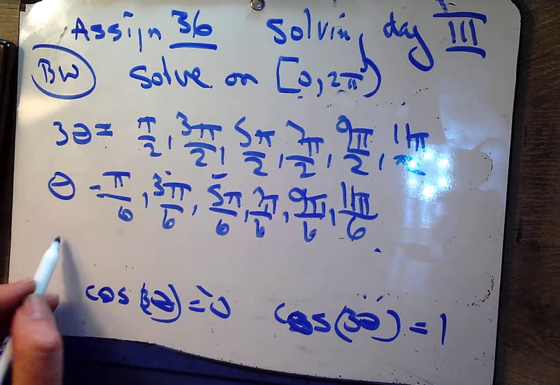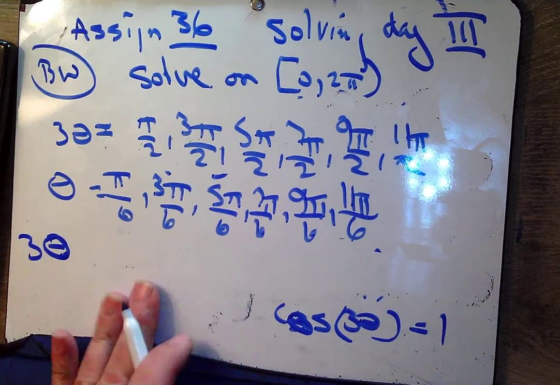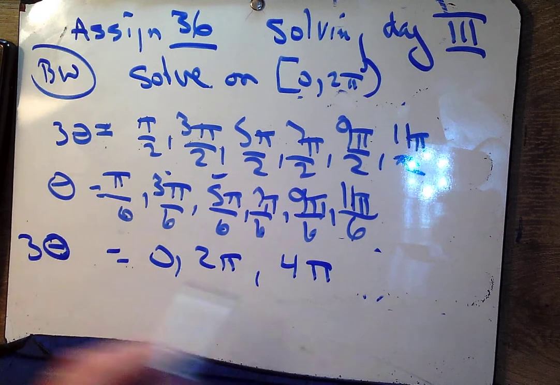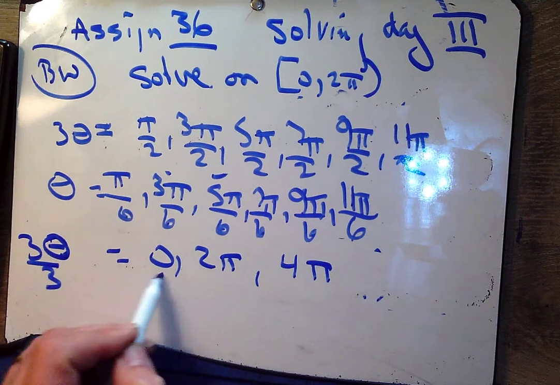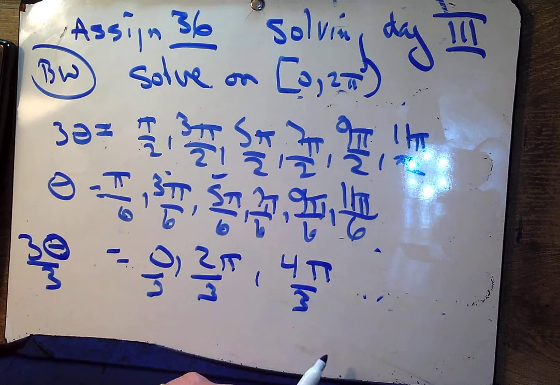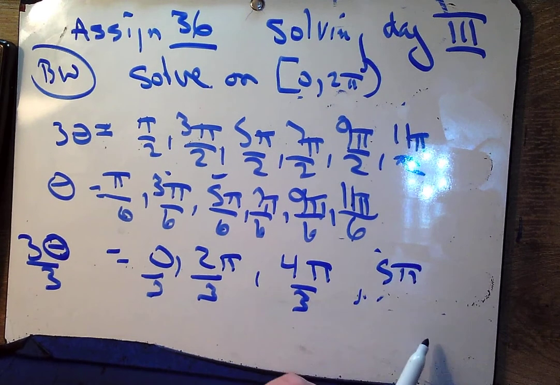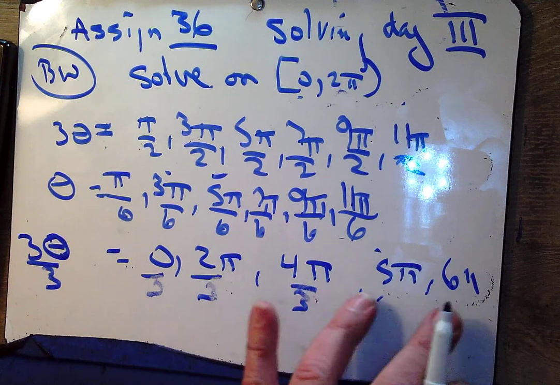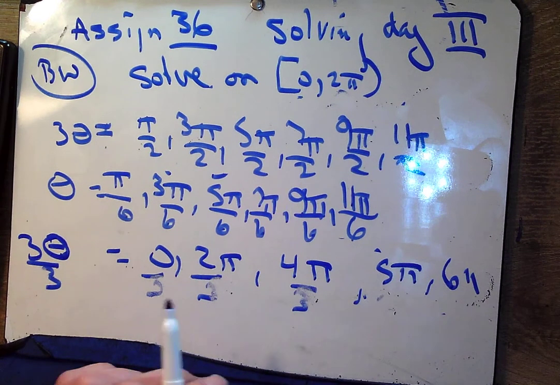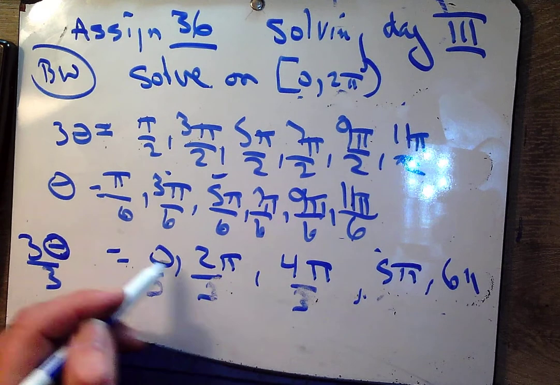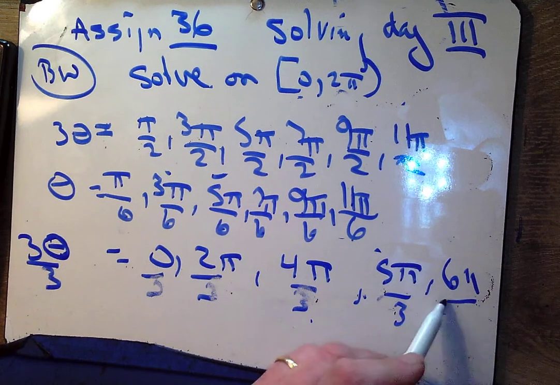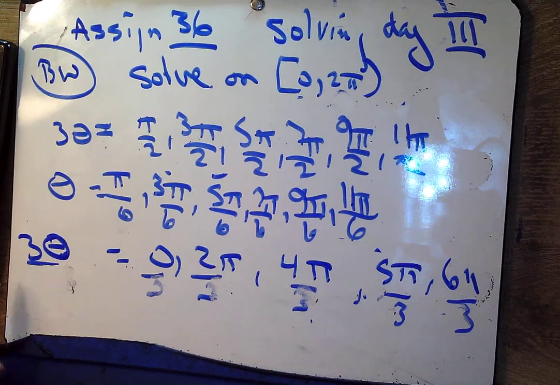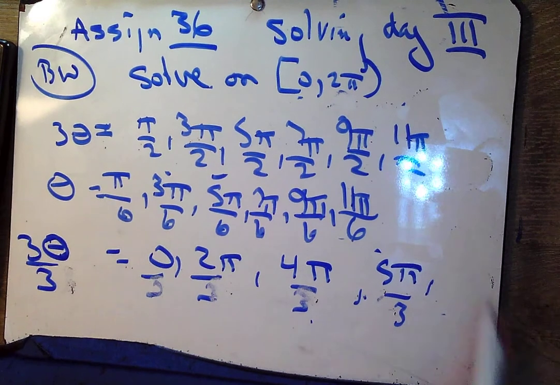What about cosine equal to 1? That happens only at 0, 2 pi, and 4 pi. If I divide everywhere by 3, do you want to include 5 pi and 6 pi? Because we were supposed to go around 3 times. I think that's it, but let's check. Then let's do theta. I'll divide all of those by 3. And that doesn't work because that is 2 pi.